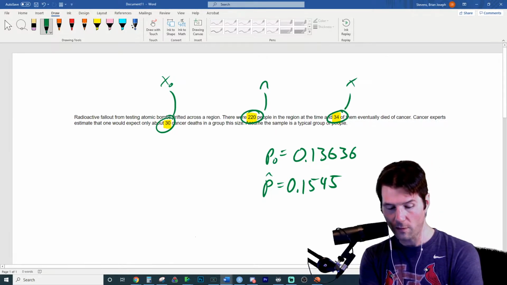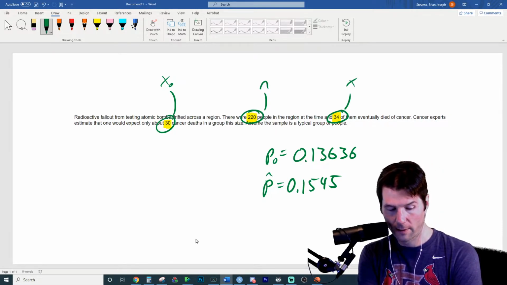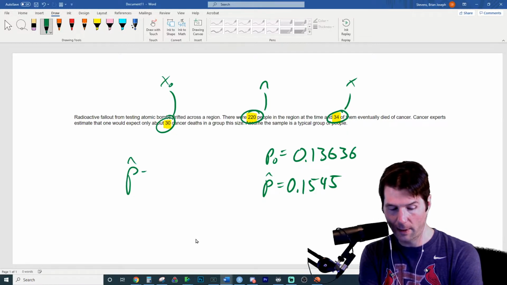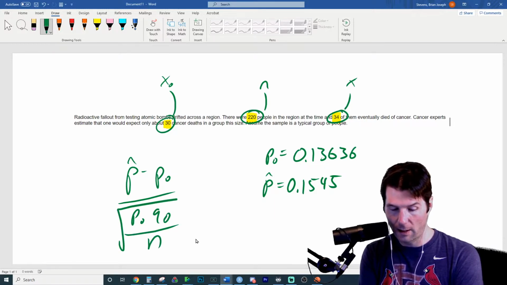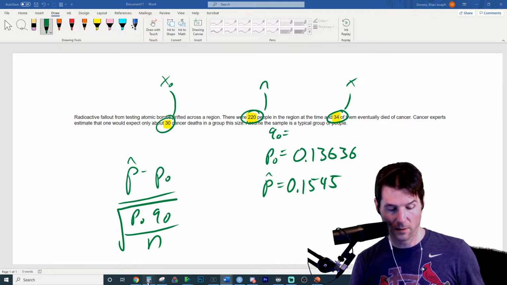And let's go ahead and write this equation right here. P hat minus P naught over the square root of P naught Q naught over N. And Q naught equals 1 minus P naught.